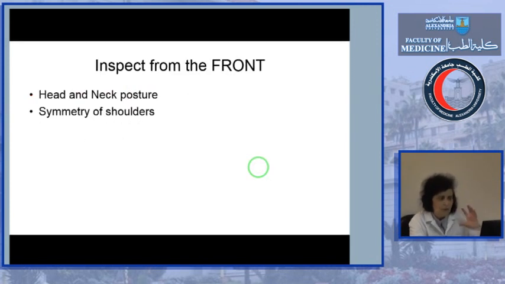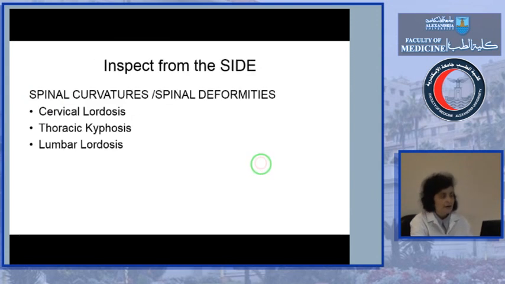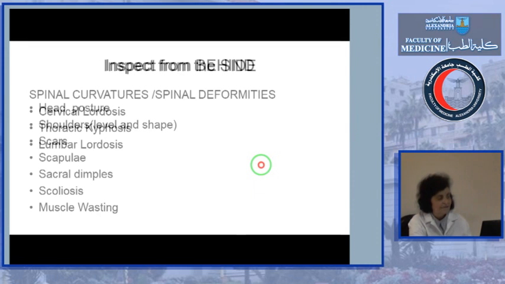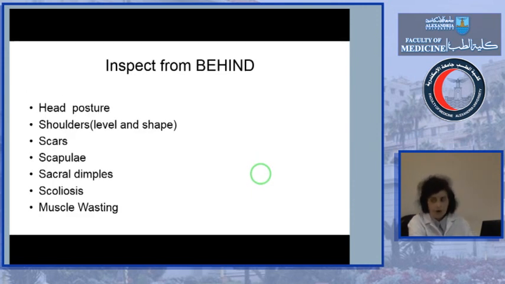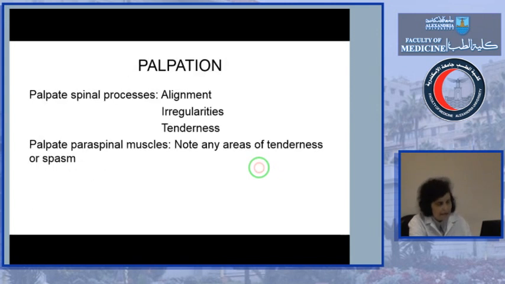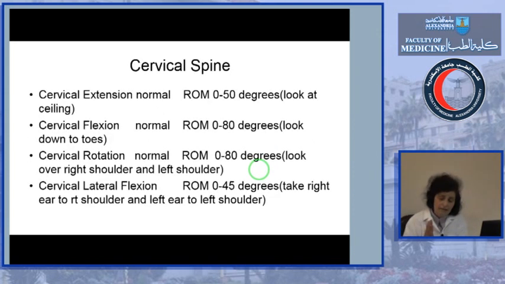From the front, always note the head and the neck posture as we did, and the symmetry of the shoulders. Inspection from the side picks up the curvatures and the spinal deformities. From behind, the head posture, the shoulders, the scapulae, the scars, the sacral dimple, and the muscle wasting. Palpation is very important, as we said, when you palpate along and for the alignment and the irregularities and the tenderness. Cervical spines, we should know the normal range of motion.